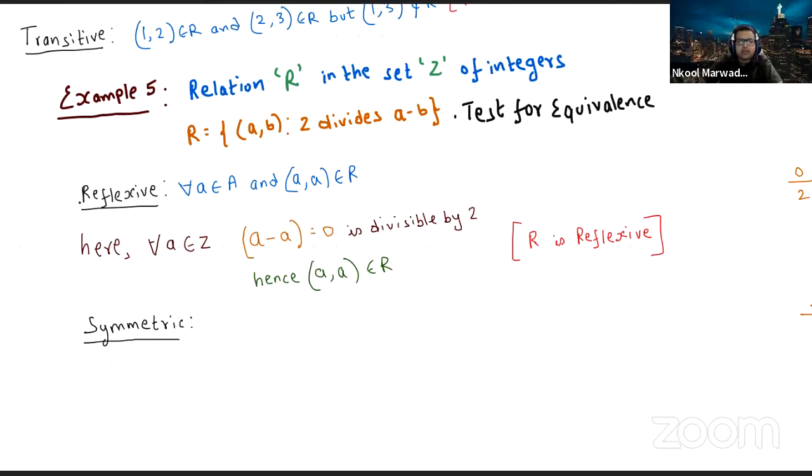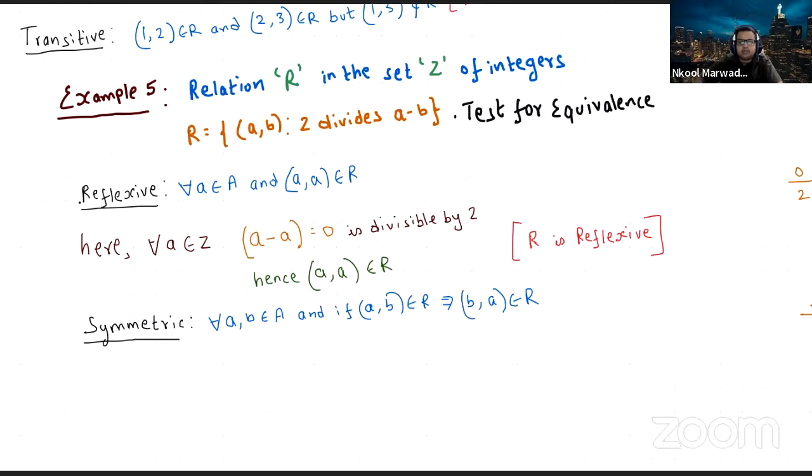For symmetric, the definition is: for all A comma B belongs to A, if A comma B belongs to R implies B comma A belongs to R, it is symmetric.